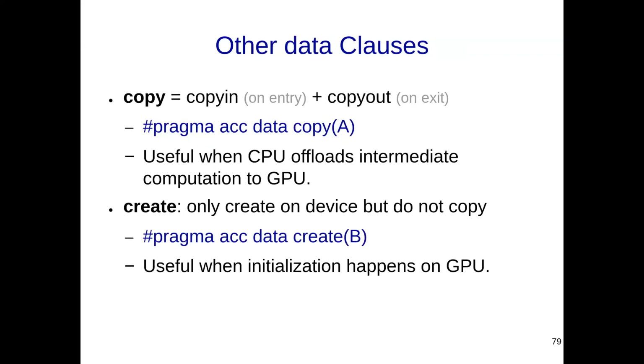So this create pragma is useful when you have some sort of initialization happening directly on the GPU. So there is no real dependence on what the values are in the CPU. Okay. The opposite of create is the delete, which is also implied by copy out, where we delete that particular variable. So you can just specify it explicitly in case you want. Okay. Any questions so far?